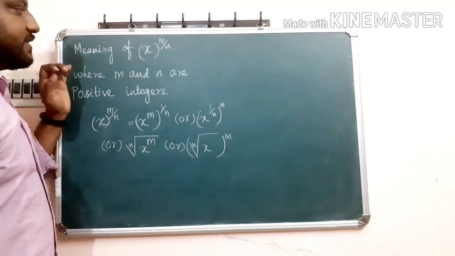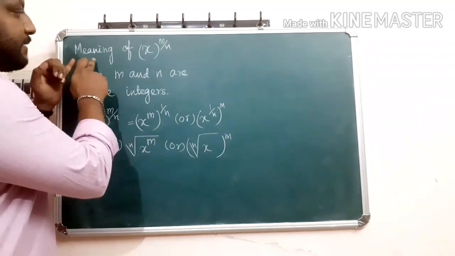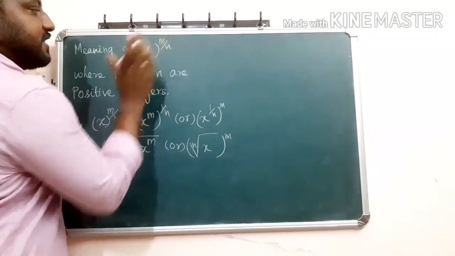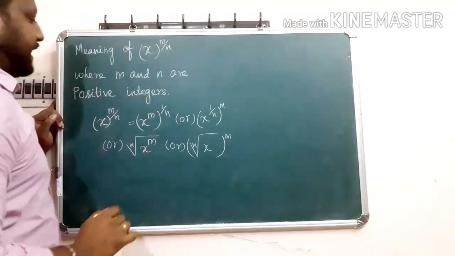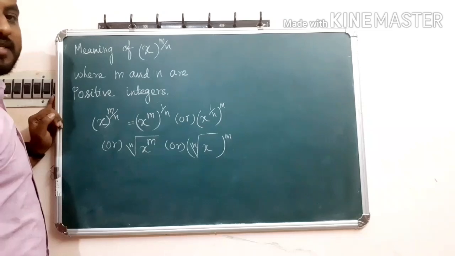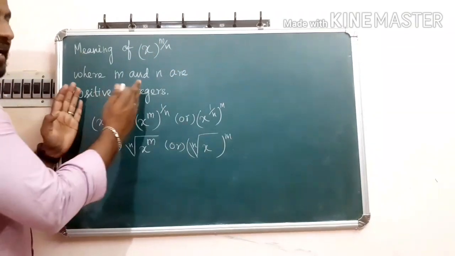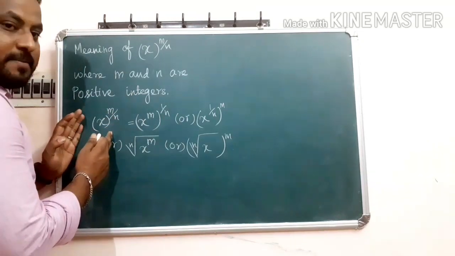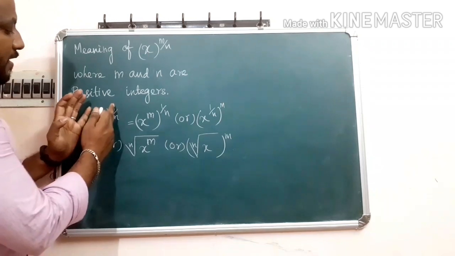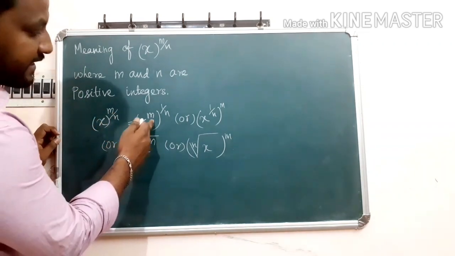And then next, the meaning of the radical index, which means the meaning of x power m by n. If the index is given as x power m by n, where m and n must be positive integers, we can write it in the mathematical radical notation form. x power m by n is equal to x power m.